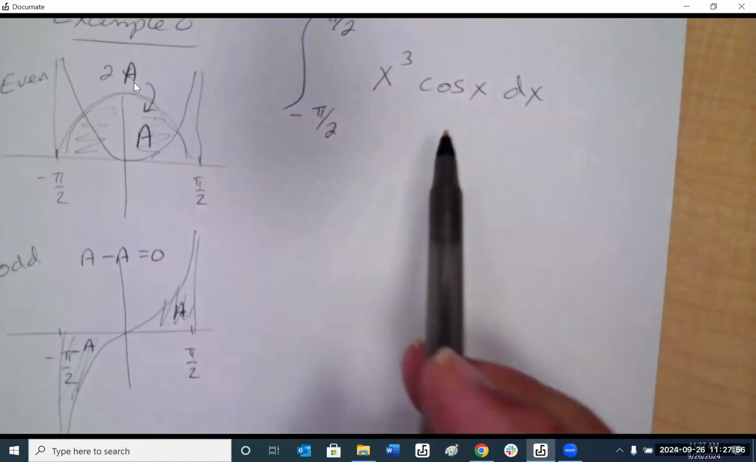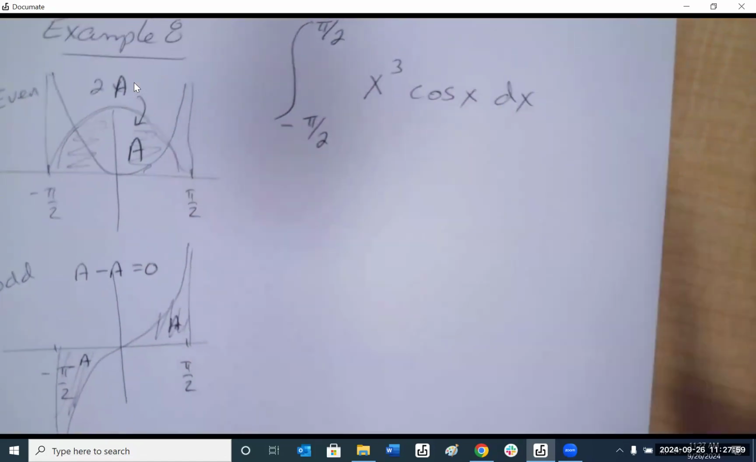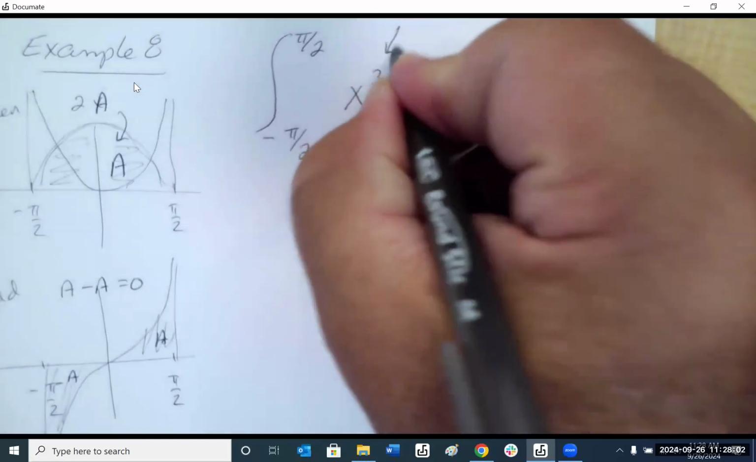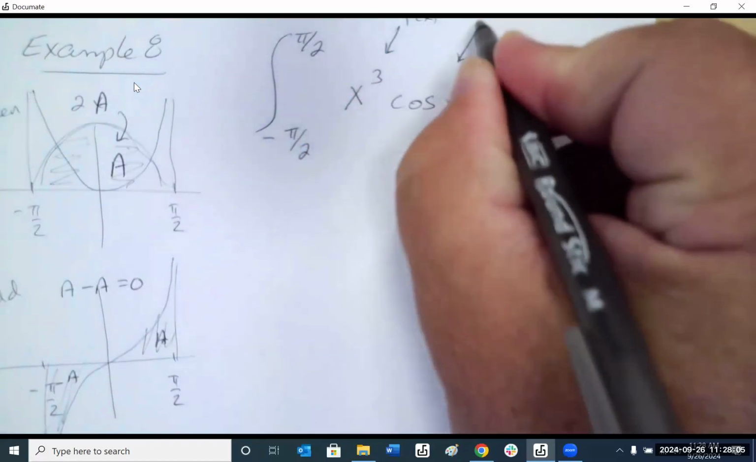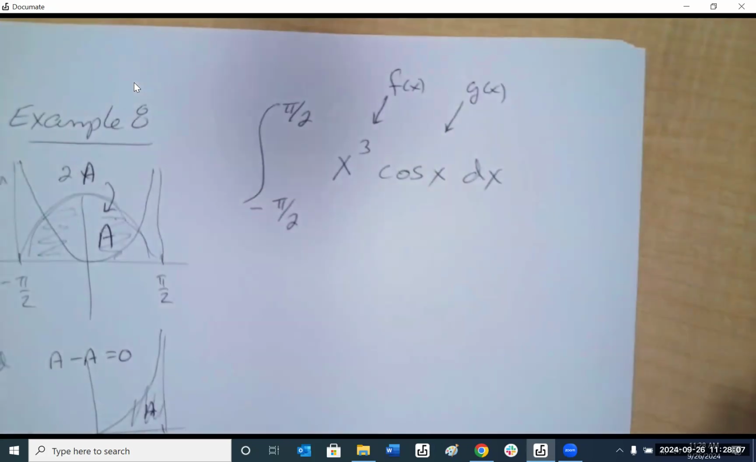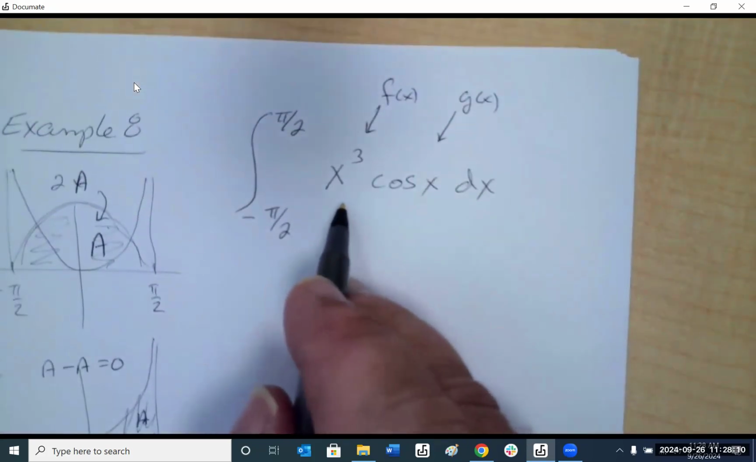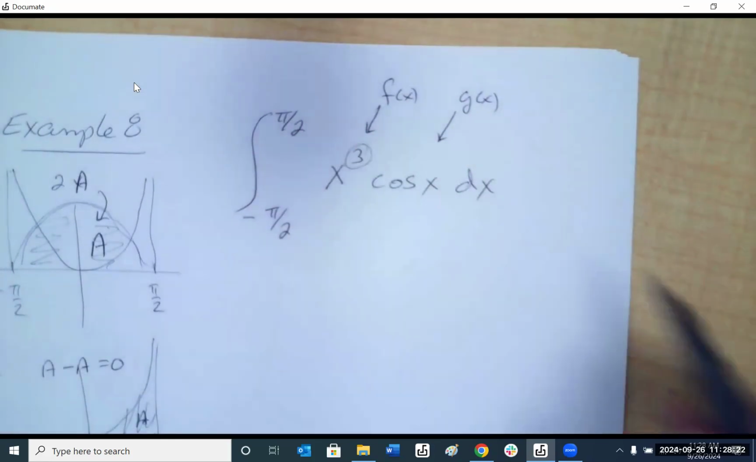Why is that important? Because look at these two functions. This is f of x, and this is g of x. What do you know about f of x? Is it odd or even? It's odd because the degree is odd, which means that if I take equal distances on the interval of integration, the domain of integration, then they're going to cancel each other out. So this area is 0.